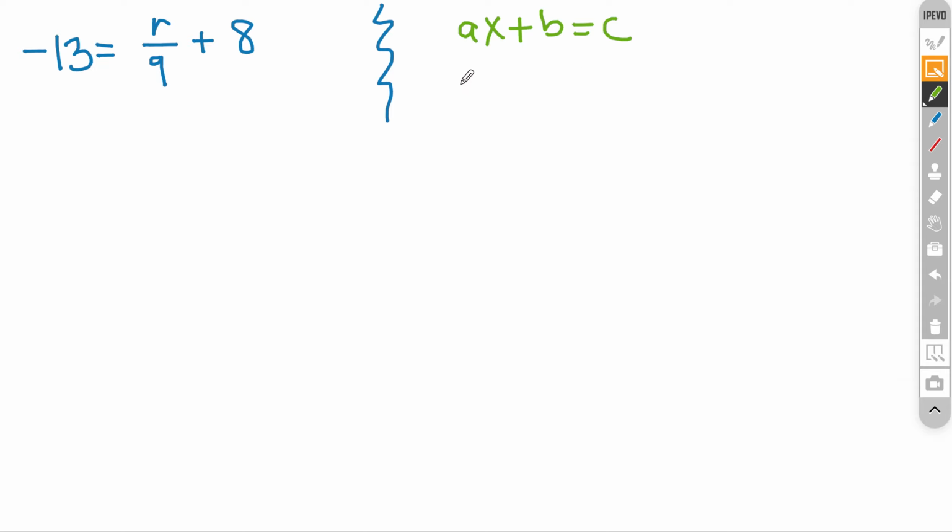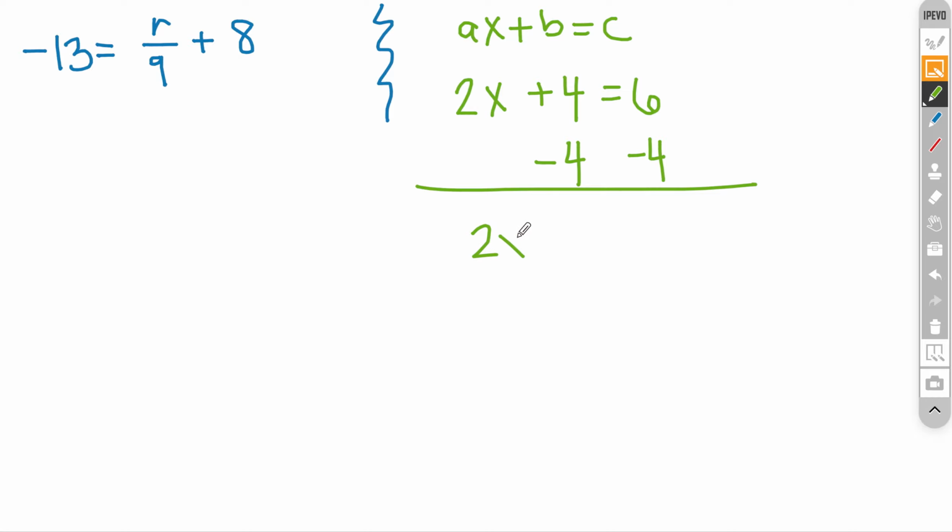This is an example, and we know how to solve this two-step equation. You would first subtract 4 from both sides. And so the 4 here would cancel because 4 minus 4 is 0, so that would just go away. Here, 6 minus 4, that's equal to 2. And then in the second step, we want to divide both sides by 2.